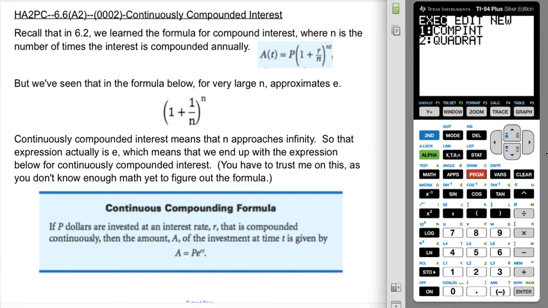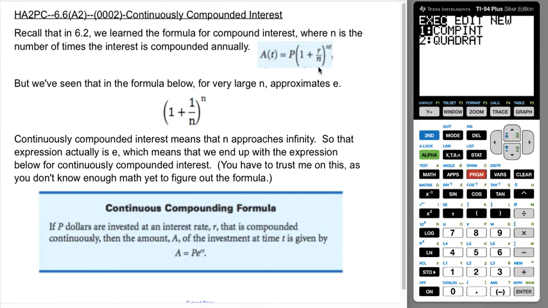Here n is the number of times that interest is compounded annually, so that's this n that we see in the formula here and here. We've also seen that this formula, 1 plus 1 over n raised to the n, for very big n approximates e. In fact, for infinitely large n, it is the definition of e. So continuously compounded interest means that n approaches infinity. It means that you are compounding every second, every millisecond, every fraction of a millisecond.